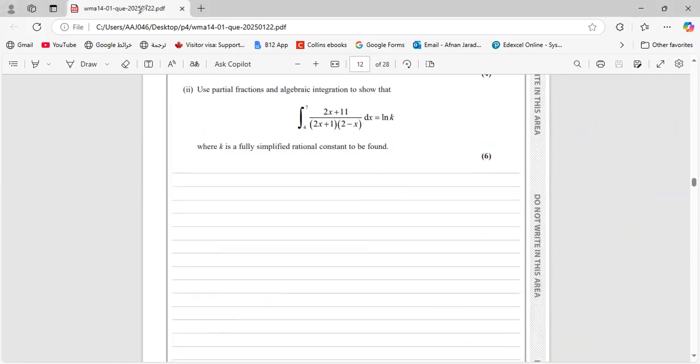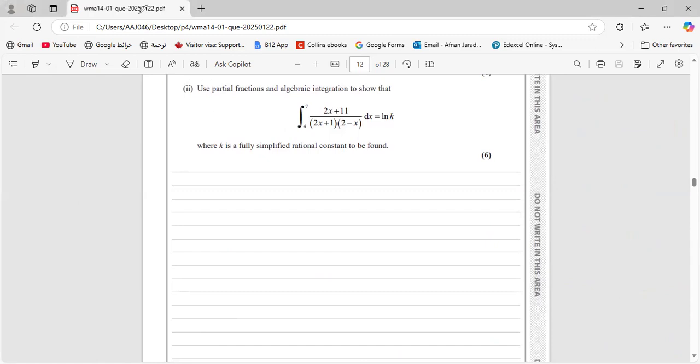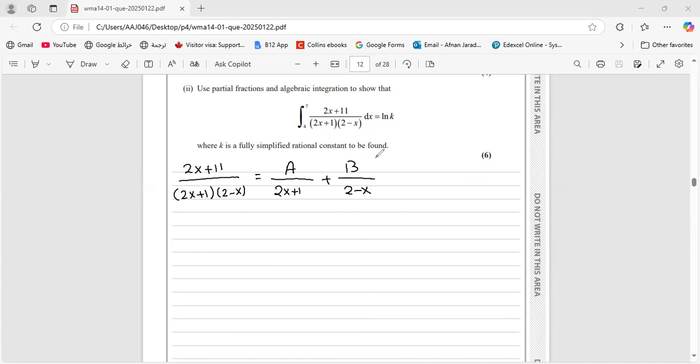Okay, using partial fractions. To find the partial fraction here, you will take 2x plus 11 divided by 2x plus 1 multiplied by 2 minus x. The numerator is x to the power of 1, and the denominator is x to the power of 2. So this one is a proper fraction. To make it partial fractions, it's a over 2x plus 1 plus b over 2 minus x. This one is step number 1.